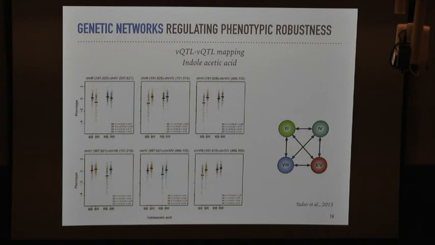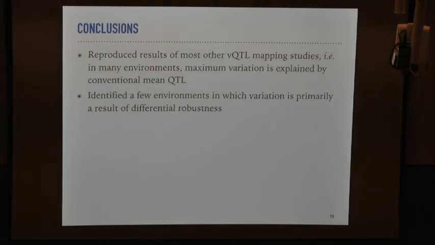And this is an idea that I'll show you as a model that we want to propose, of how genetic robustness, phenotypic robustness, is fundamental to various complex traits. So what I've shown you today is that we were able to reproduce, as I said, VQTL mapping is not something new. Mean QTL mapping was already done in the population, so we were able to identify most of those markers.